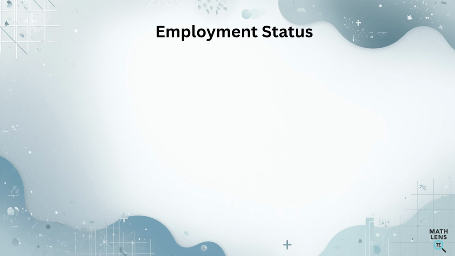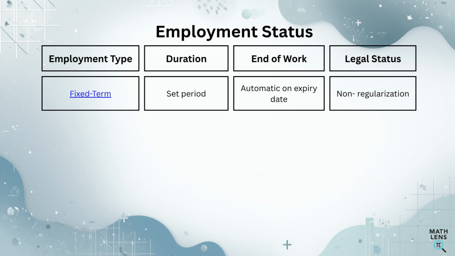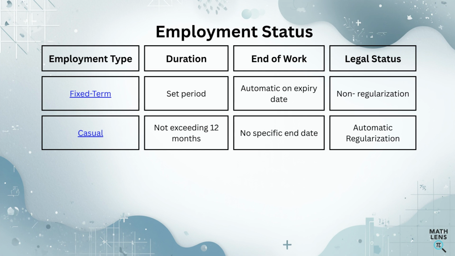There are different types of employment, and what they mean for both duration and legal status. First, let's look at fixed-term employment. These contracts end automatically on a specified expiry date. It's clear-cut for both the employer and employee. Moving on to casual employment, this type is more flexible and typically does not extend beyond 12 months. They don't have a specific end date, but often rely on performance evaluations.